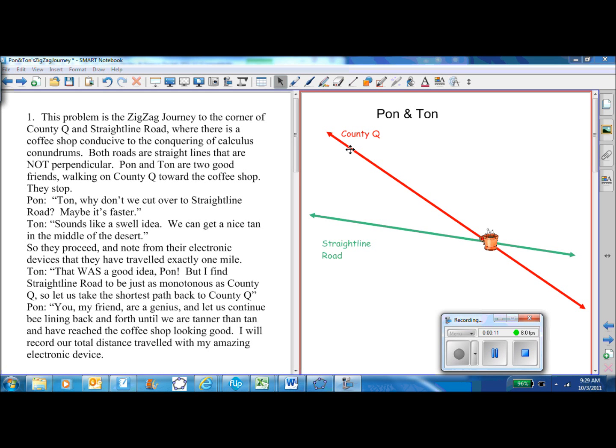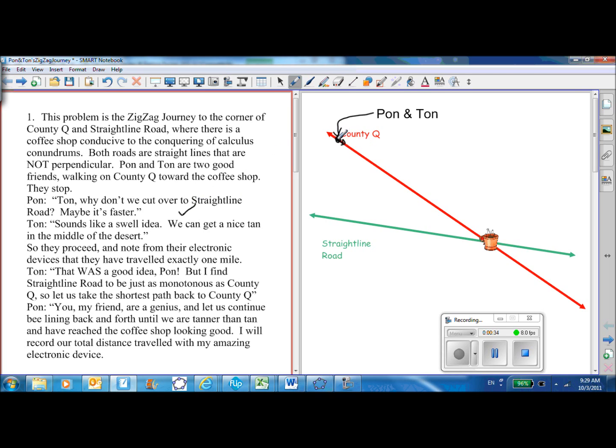They're two good friends, and they're starting here on County Q Road. So let's say they're right about here. There's Pon and Ton, and they're walking this way on County Q. But then Pon says, Ton, why don't we cut over to Straight Line? Maybe it's faster. Okay, so let's illustrate that. Cutting over to Straight Line.